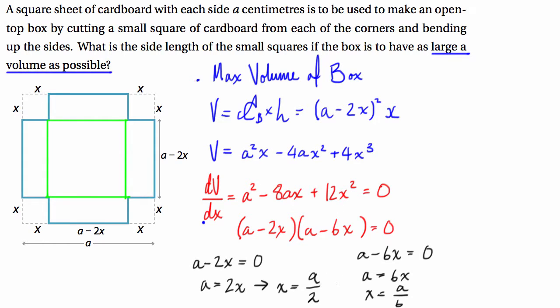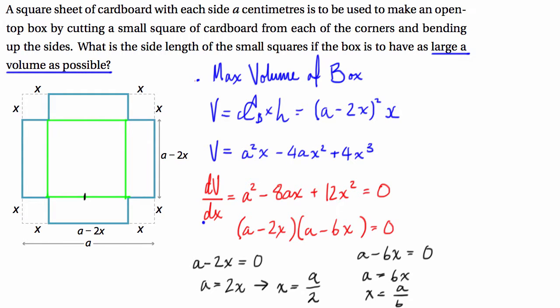Now, we've got two critical points. Now what we have to do is use our own common sense to figure out which one of these points is going to be the one that maximizes the volume of this box. Now, this first one here, x is equal to a over 2. So if x was equal to a over 2, it would mean that the cuts in our corners would come all the way to here. So you wouldn't have a base of the box. The whole box would be cut away and the volume would be equal to 0.